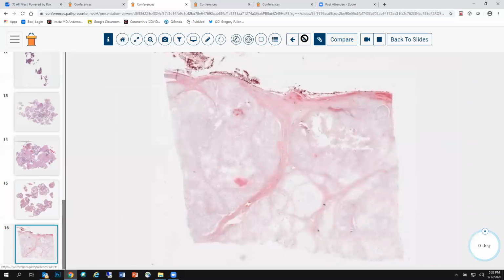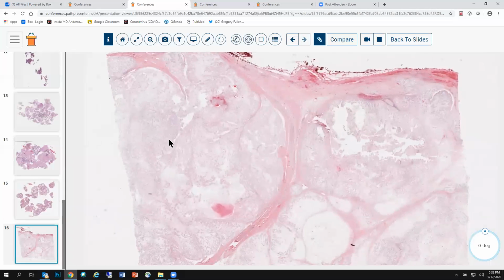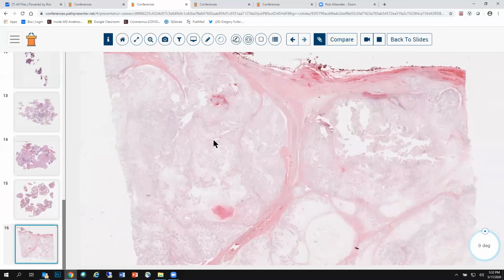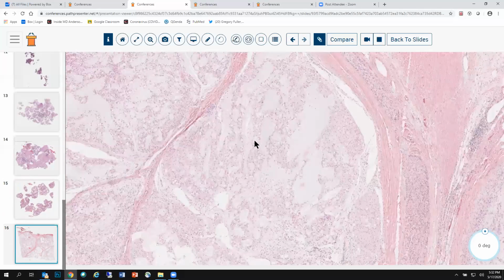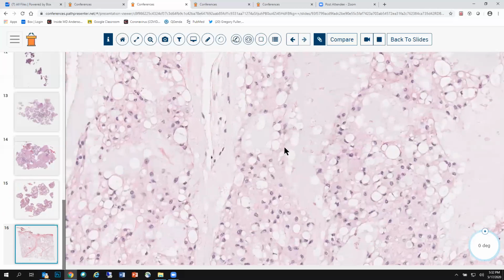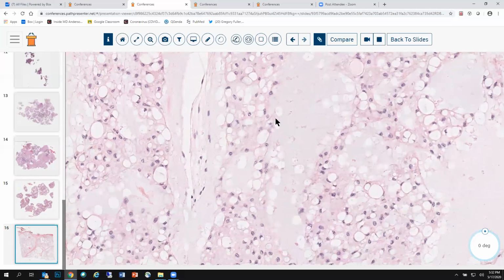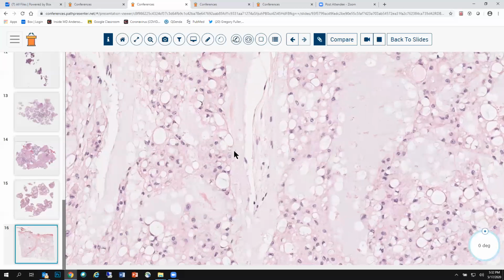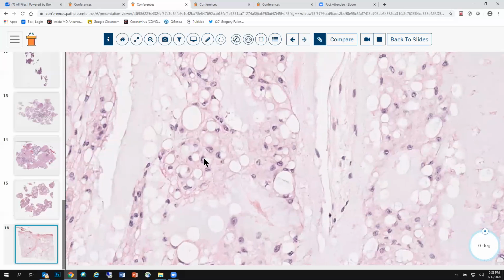Okay, moving on. The next case, this is actually our last case: multiple nodules or lobules at low power, somewhat reminiscent of a subependymoma, but we go to higher power. The two features we see are the myxoid matrix and these nests and cords of cells, which are highly vacuolated. Those are the physaliferous cells.